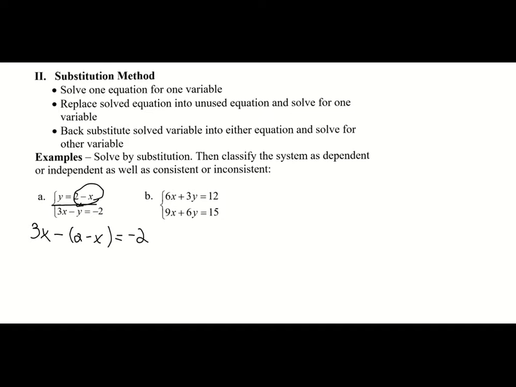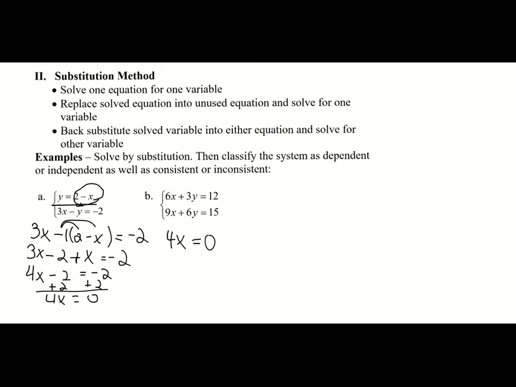When I do that, if you notice, now I only have one variable, x. So I can solve this. I'm going to distribute that negative. So I'm going to get 3x minus 2 plus x equals negative 2, because two negatives make a positive. That's how I got positive x. 3x plus x is 4x. So 4x minus 2 equals negative 2. We'll add 2 to both sides, so we get 4x equals 0. If we divide by 4, we get x equals 0. And that is a perfectly valid answer.